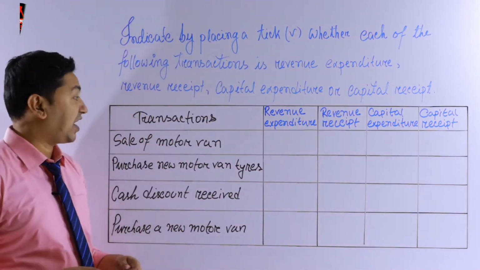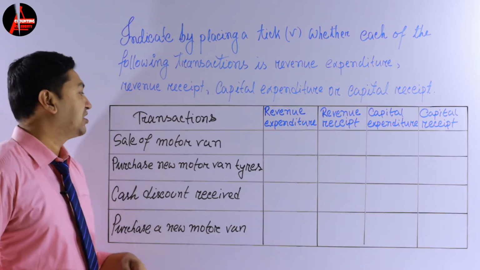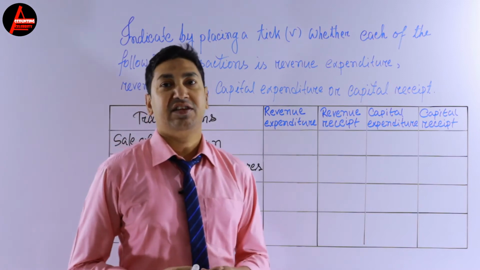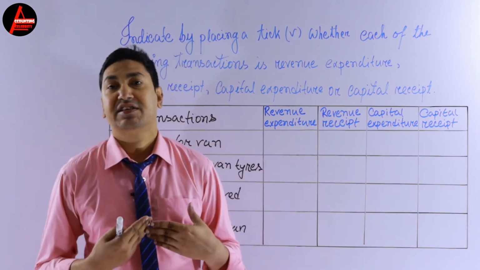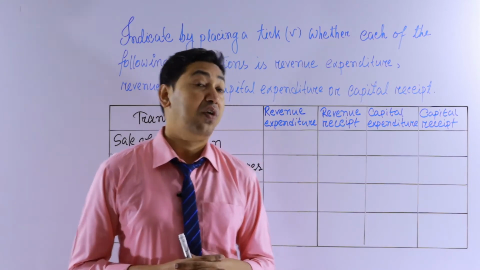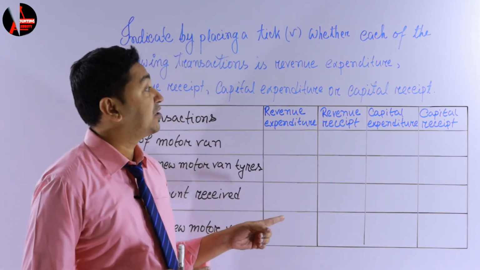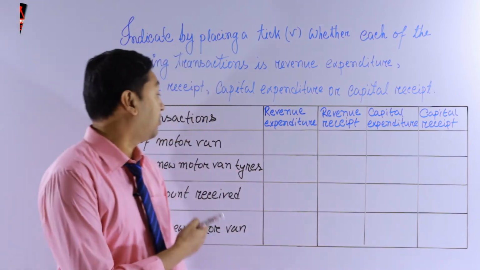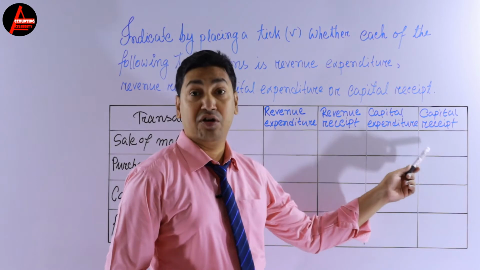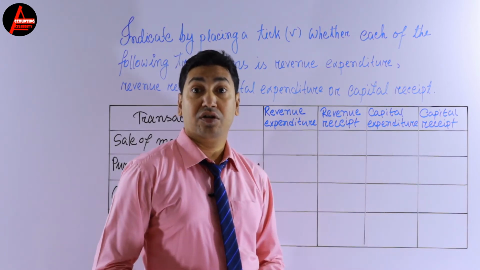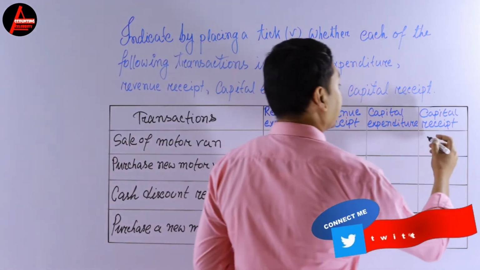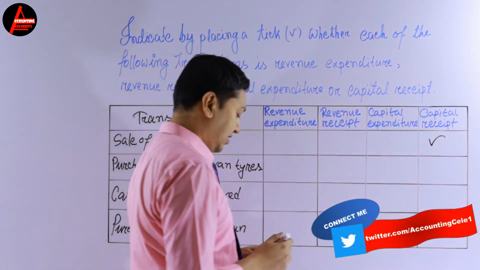What is the first one? Sale of motor vehicle. What is a motor vehicle? It is an asset. So when an asset is sold, that means a non-current asset is going out. So what will it be here, capital expenditure or capital receipt? You already know a motor van is an asset, so obviously it will be either capital expenditure or receipt. So if you say it is capital receipt, you are correct. Okay, so let us check here.